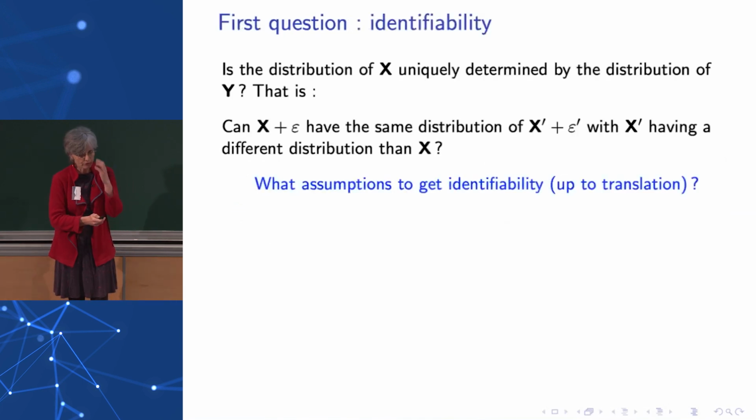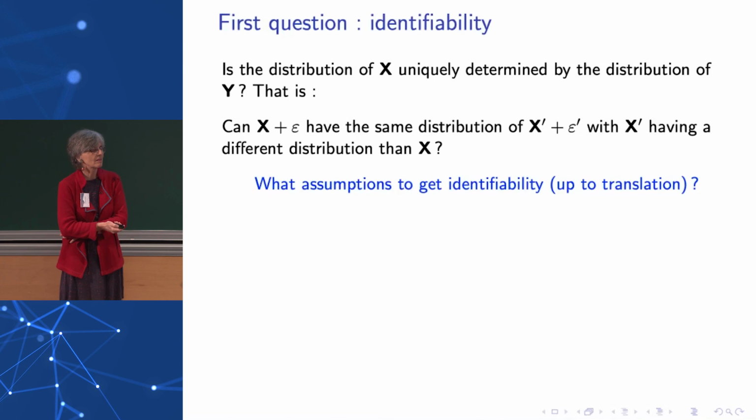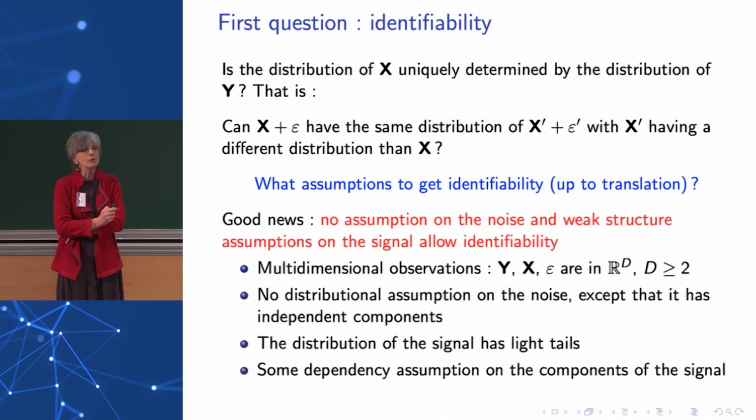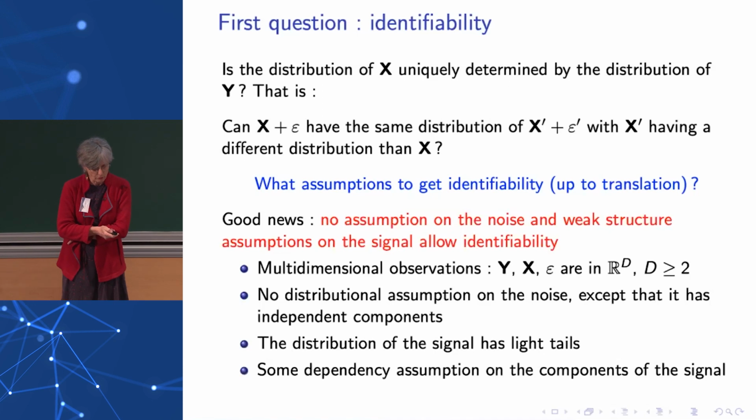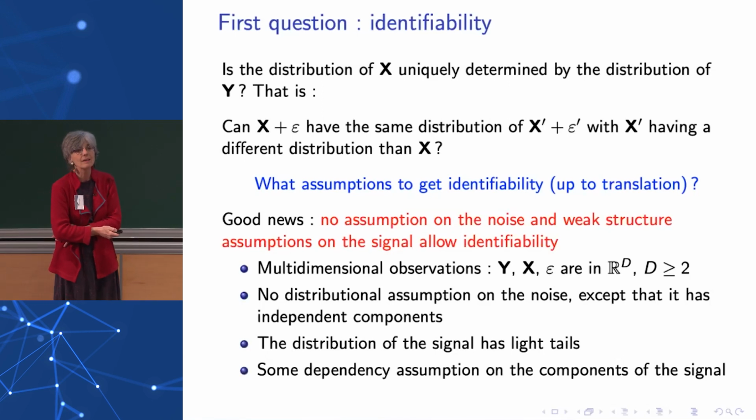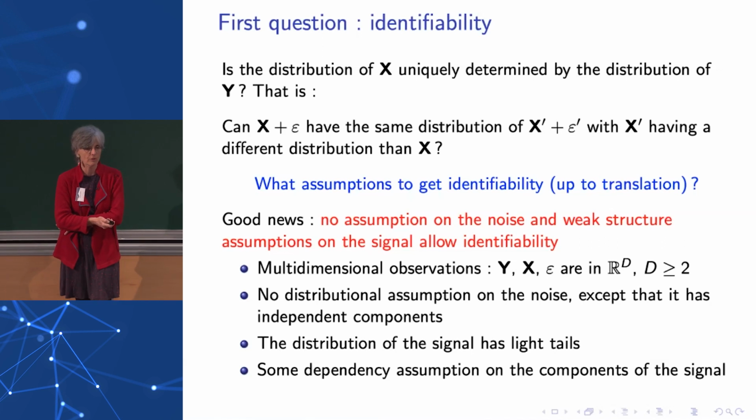So I will first focus on the first question of identifiability. So let me restate the question. Is the distribution of X uniquely determined by the distribution of Y? Or is it possible to get the same distribution for the observation with different signals and noises, in which case it would not be identifiable? But the good news is that yes, this is true. You can recover the distribution of the signal hidden in the noisy distribution of the observation with very weak assumptions.